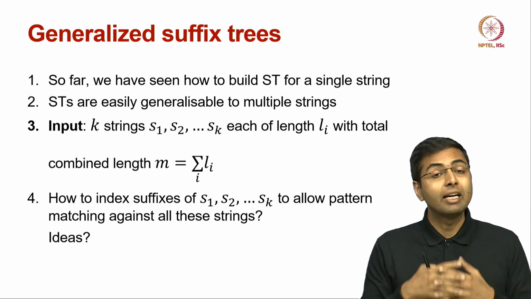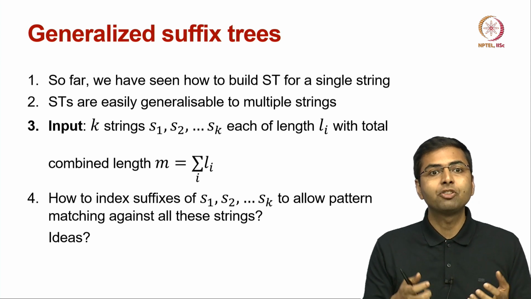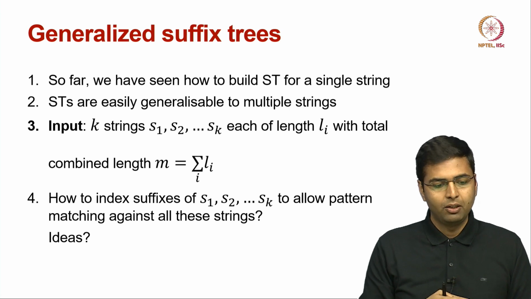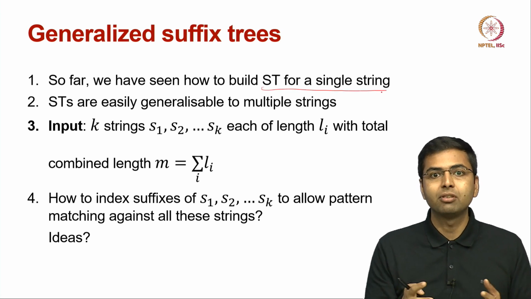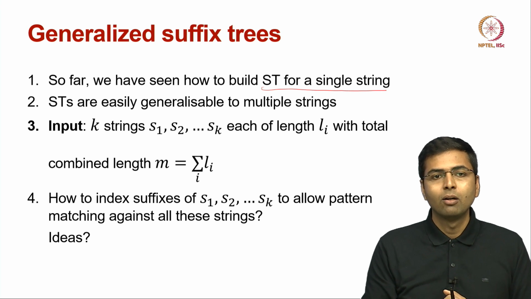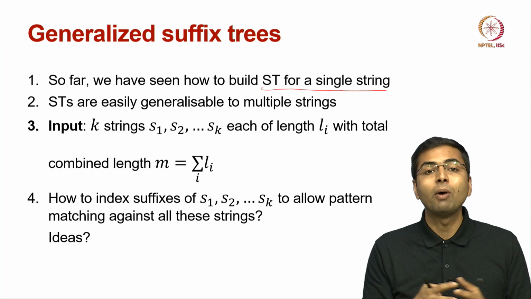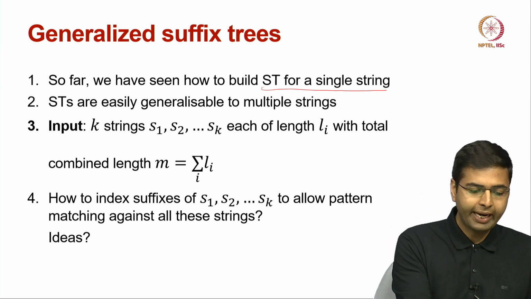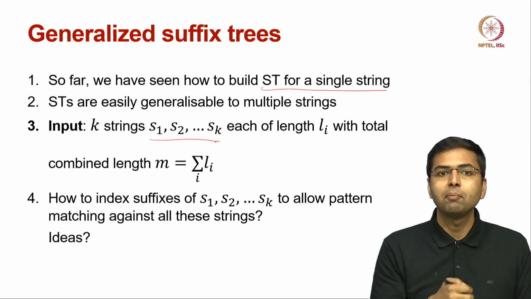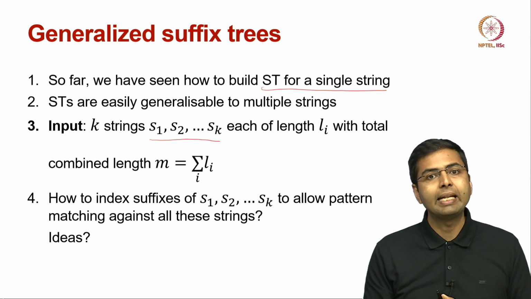When we talk about generalized suffix trees, we have to think of multiple strings as input now. The default suffix trees we have seen so far are designed for only a single string, but it turns out that suffix trees are also easily generalizable to multiple strings. So, for example, if you are given k strings as input, s1, s2, s3 until sk, and let us say that each string si has length li.